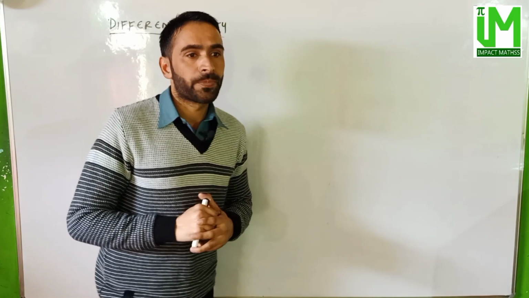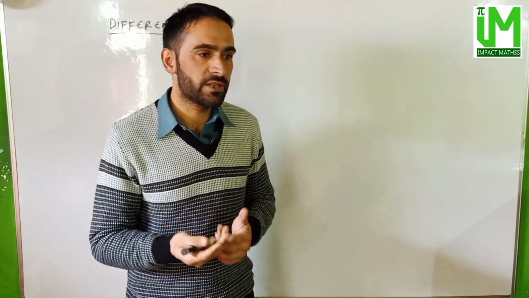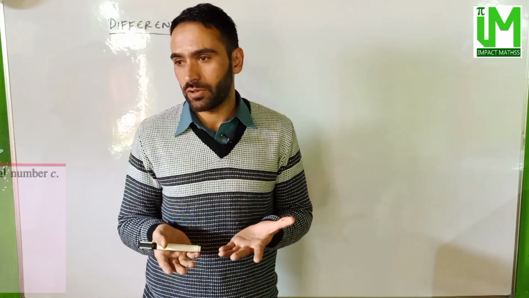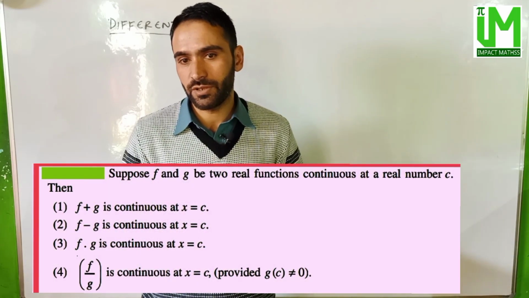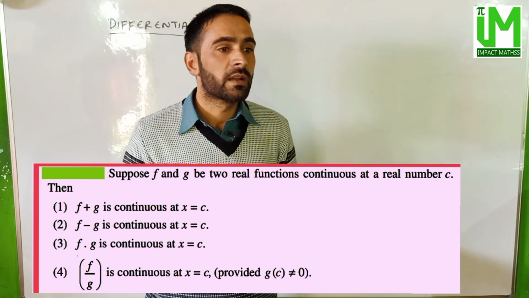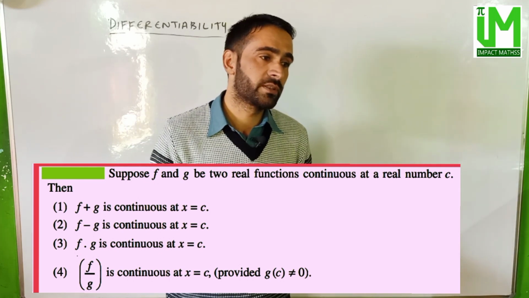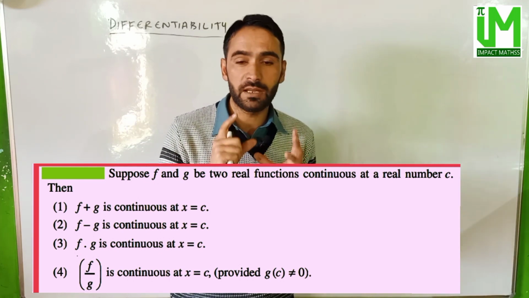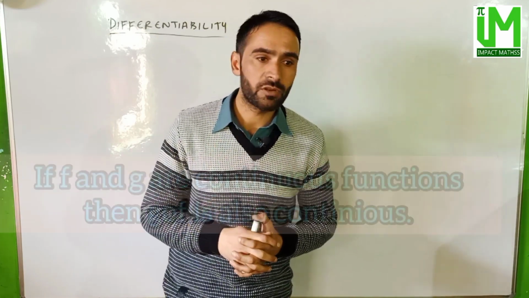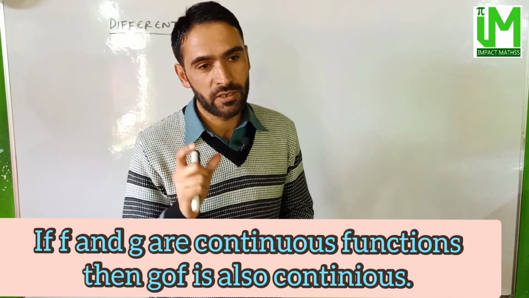Okay, so after continuity of a function we then look at the algebra of continuous functions. The sum of two continuous functions is also continuous. The product of two continuous functions is continuous. The difference of two continuous functions is continuous, and the quotient of two continuous functions is a continuous function. Even the composition of two continuous functions is also a continuous function.